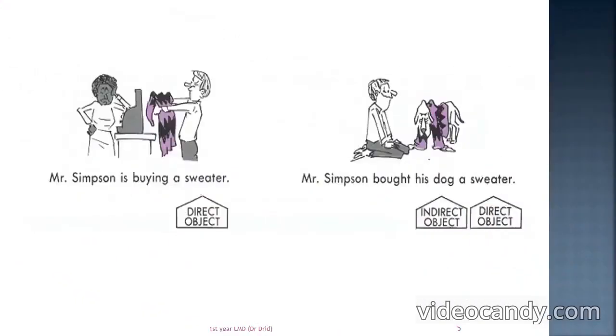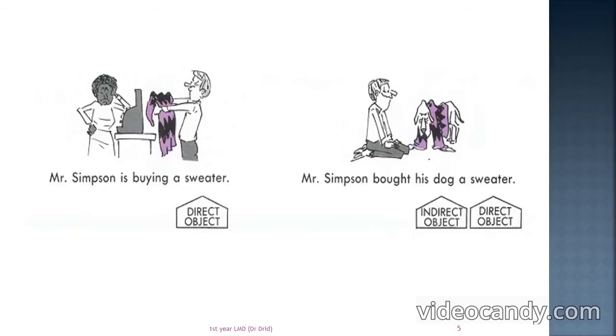Now let's move on to see some exercises about the indirect object. But before doing this, we'll revise the difference between the direct object and the indirect object. Look at the sentence: Mr. Simpson is buying a sweater. What is Mr. Simpson buying? A sweater. This is a direct object, and the sentence ends here. There is no other element.